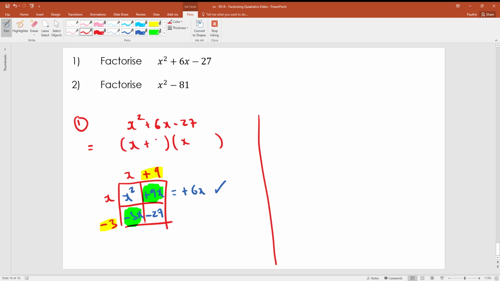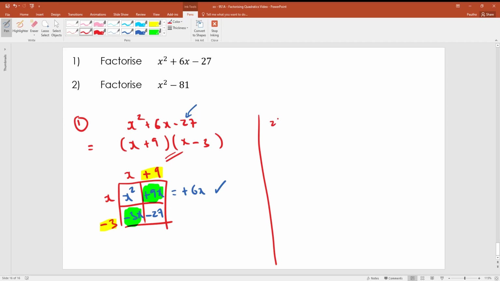All right, you will notice that when the end number, called the constant term, is negative, the signs in the bracket are different. That's such an important shortcut, okay? So that's that one done.